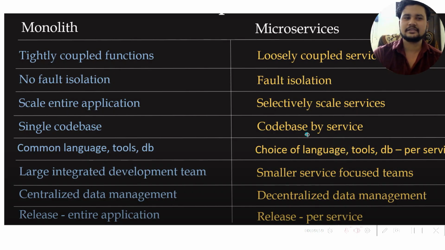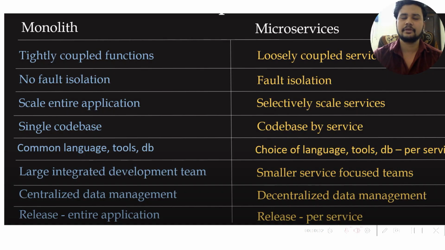Next, we're gonna see the difference. Monolithic has tightly coupled functions, whereas microservices have loosely coupled functions. Monolithic has no fault isolation; in microservices, fault isolation is there. Monolithic scales the entire application, while microservices selectively scale specific services. Monolithic has a single code base; for microservices, the code base is specific to each service, where we can allow a different repository for different services. Monolithic has common language, tools and DB; microservices have a choice of language, tools and DB per service.